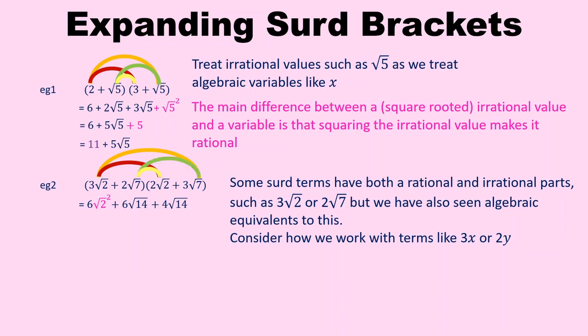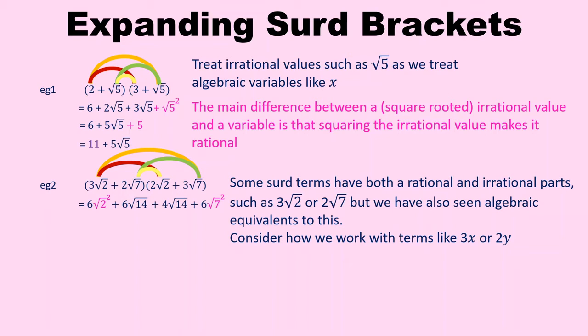Finally, I'm doing 2 root 7 times 3 root 7. Rational times rational, 2 times 3 is 6. And irrational times irrational, root 7 times itself, root 7, is root 7 squared. So plus 6 root 7 squared. Again, we simplify. Our irrational values, which are being squared, become rational. So root 2 squared becomes 2, and root 7 squared becomes 7.